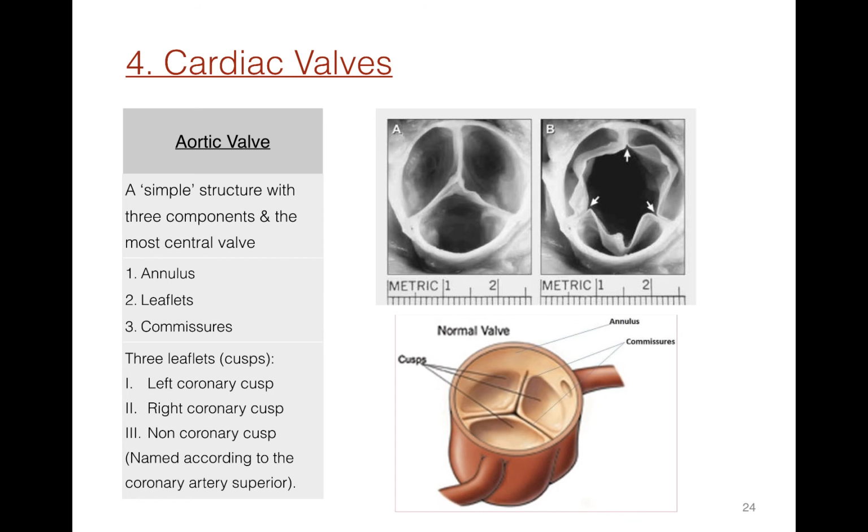So, above the left coronary cusp is the left sinus, and from this is the opening, the ostia of the left coronary artery. Above the right coronary cusp is the opening to the right coronary artery. And as the name suggests, above the non-coronary cusp there is a sinus, but no coronary ostia, no coronary artery, hence the name non-coronary cusp.